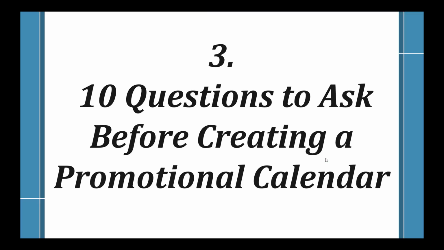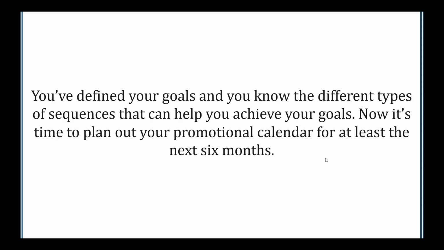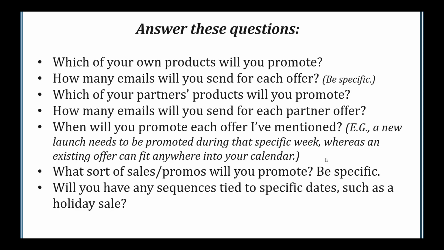Next, 10 questions to ask before creating a promotional calendar. Now, you've defined your goals and you know the different types of sequences that can help you achieve your goals. Now, it's time to plan out your promotional calendar for at least the next 6 months. Now, answer these questions. Which of your own products will you promote? How many emails will you send for each offer? So you need to be specific.